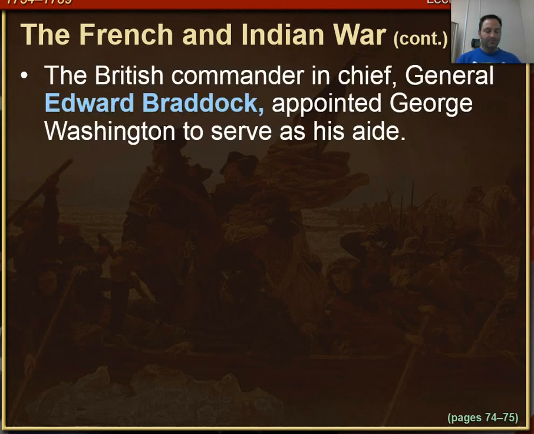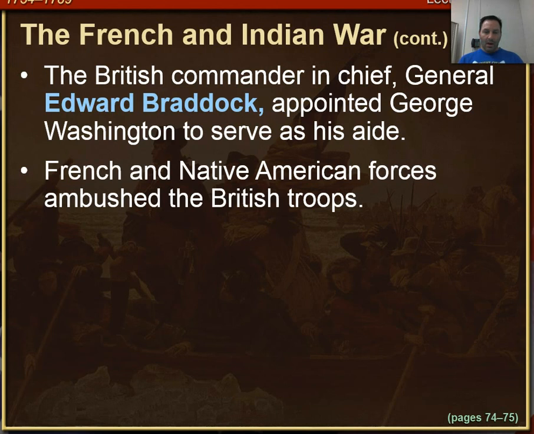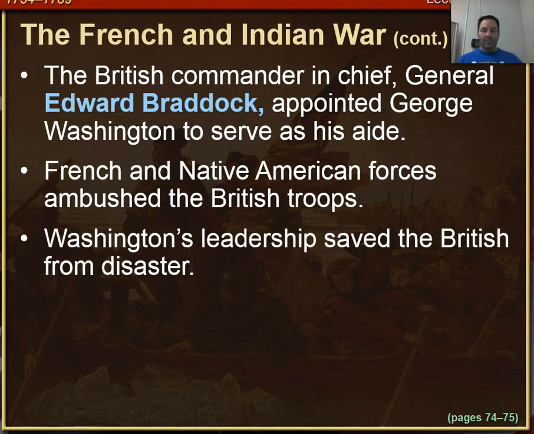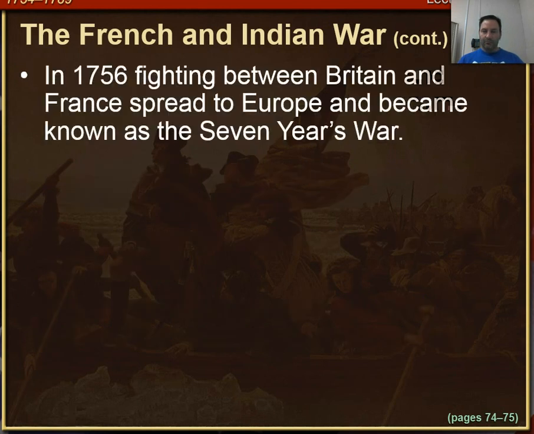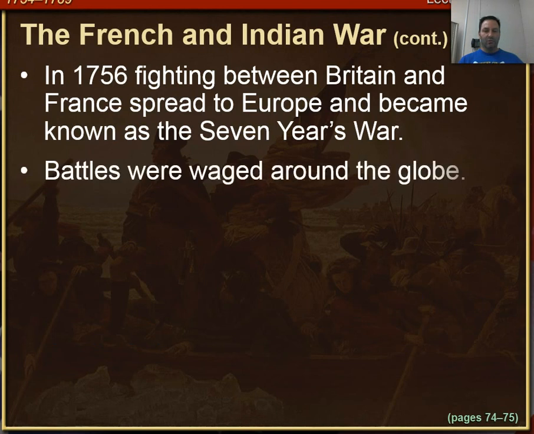The British commander in chief was General Edward Braddock, who appointed George Washington to serve as his aide. French and Native American forces ambushed British troops in a battle, and Washington's leadership saved the British from disaster at this time. For the next 2 years, the French and Indian War was fought on the frontier. Okay, so in 1756, fighting between Britain and France spread to Europe and became known as the 7 Years' War. Battles were waged around the globe. It's kind of like one of the very first world wars.